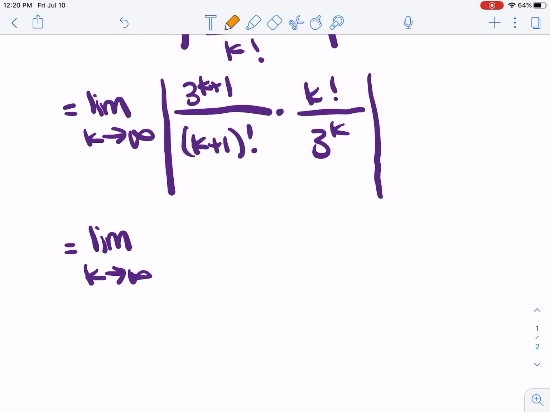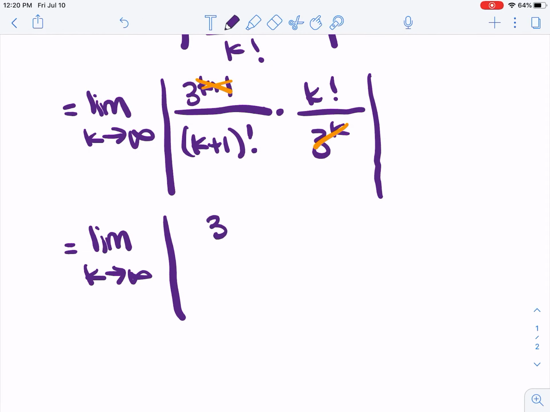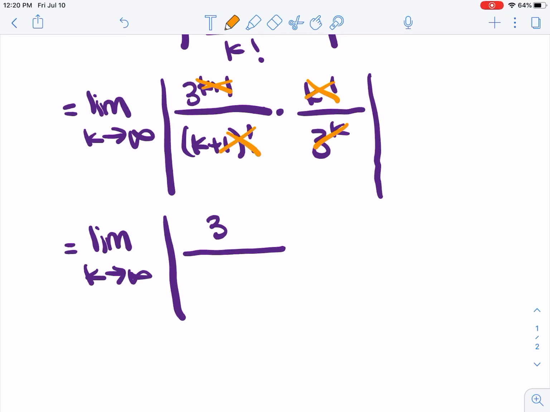Let's see, we have k 3's and we have k plus 1 3's. So almost all of those cancel. And we're left with just one 3 in the numerator there. So we have a 3 divided by, now the k factorial over the k plus 1 factorial, we just saw how that works, right? K plus 1 factorial is k plus 1 times k factorial. So the k factorials cancel. And we're left with just a k plus 1 down there. So we have a k plus 1.